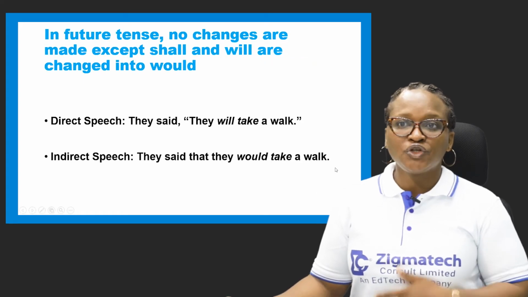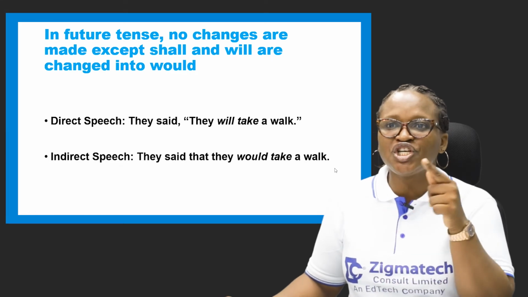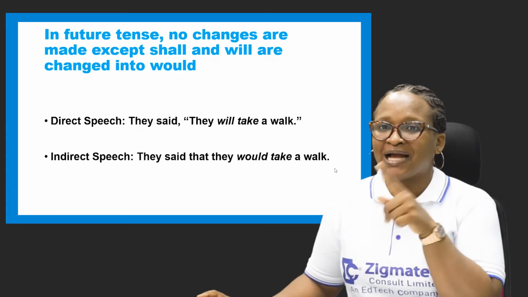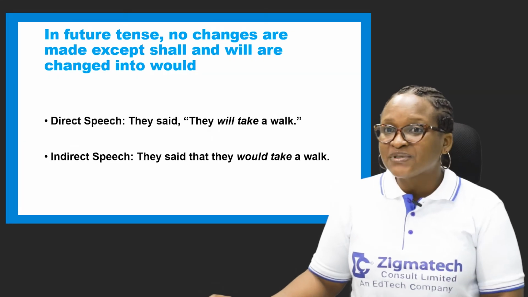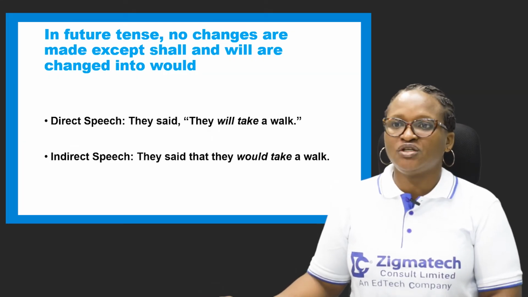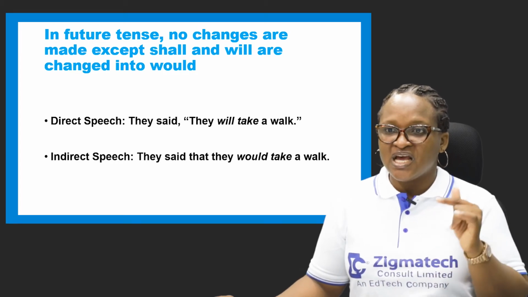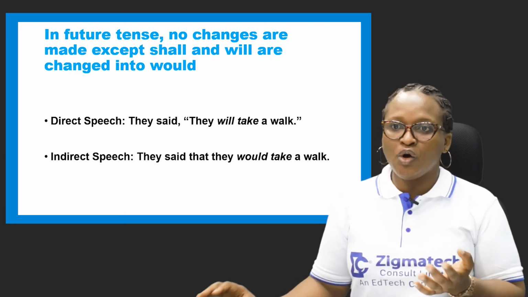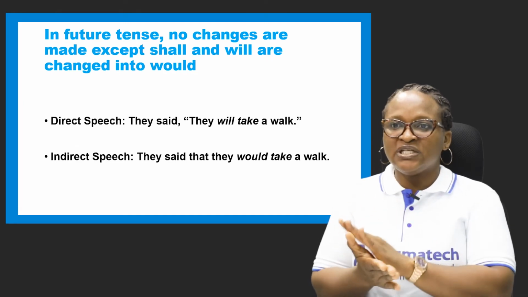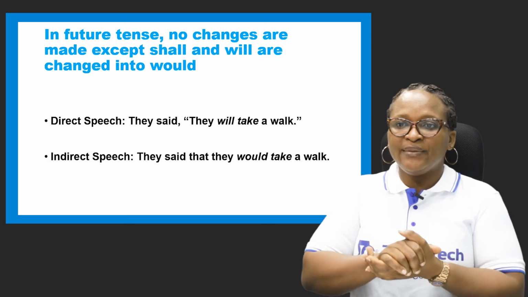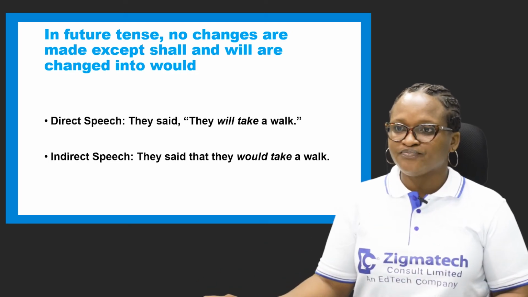Now we have in future tense, no changes are made except shall and will are changed into would. So we have this example, direct speech. They said they will take a walk. So the indirect becomes they said that they would take a walk. If we had they said they shall take a walk, it becomes they said that they would take a walk.